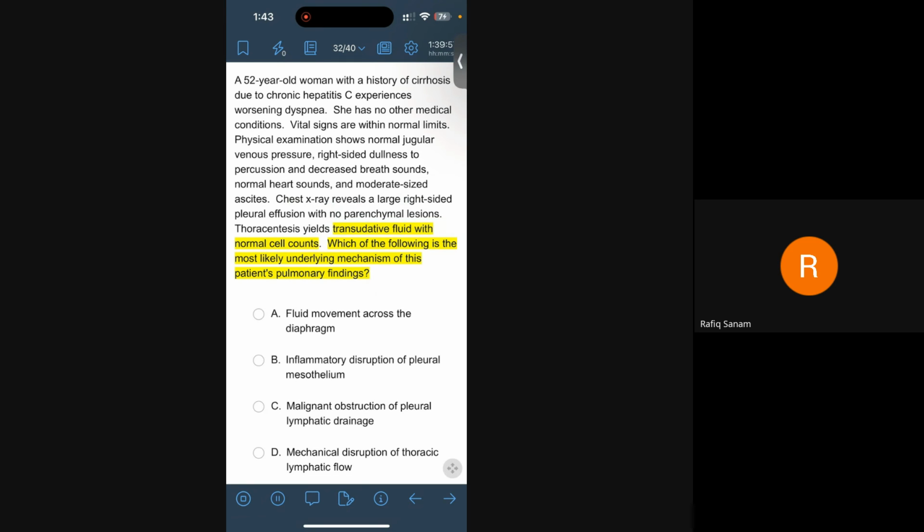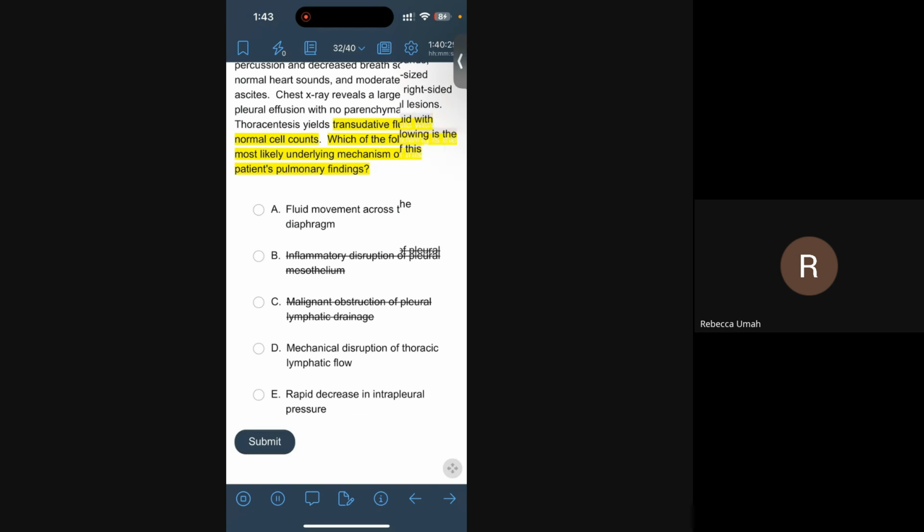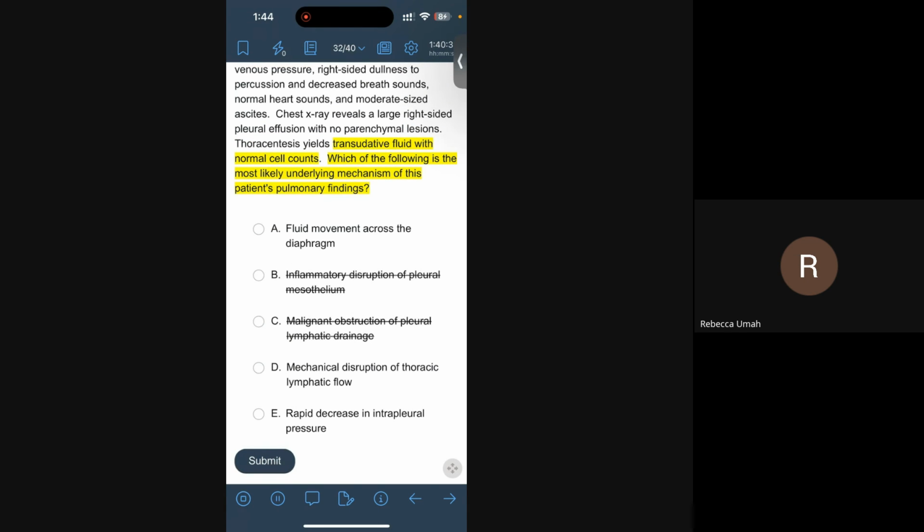This is about causes of transudative pleural effusion: heart failure, cirrhosis, nephrotic syndrome. It cannot be B, right? Lung cancer causes exudative effusion. Malignant obstruction of pleural lymph is exudative. Chylothorax is exudative. Obstruction of the thoracic lymph duct.